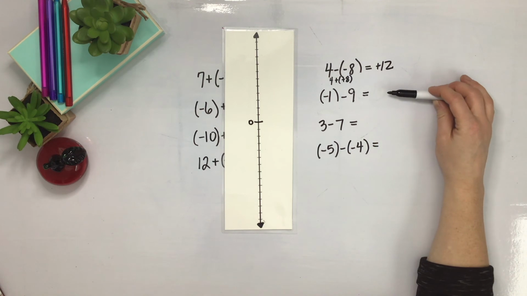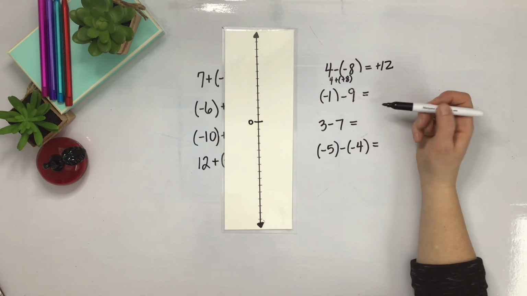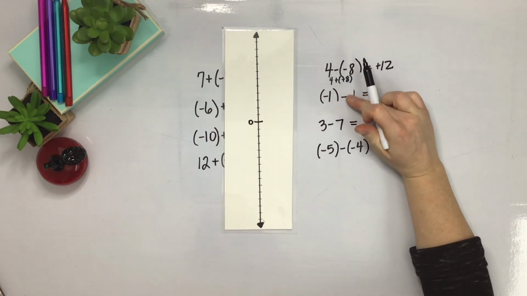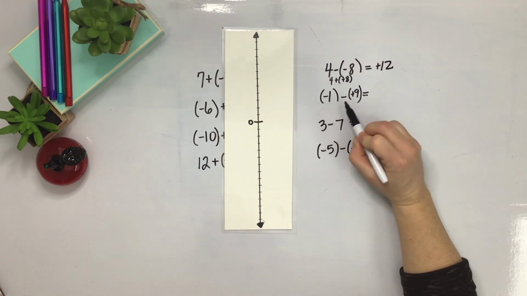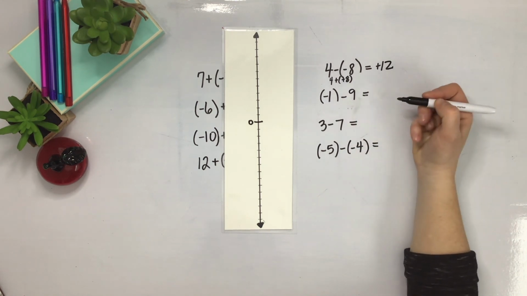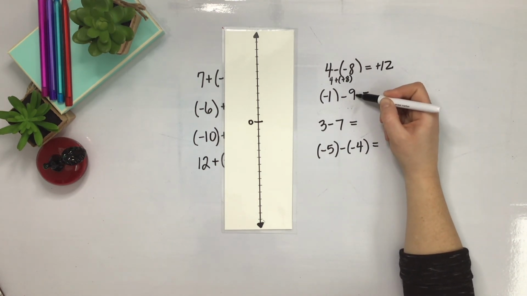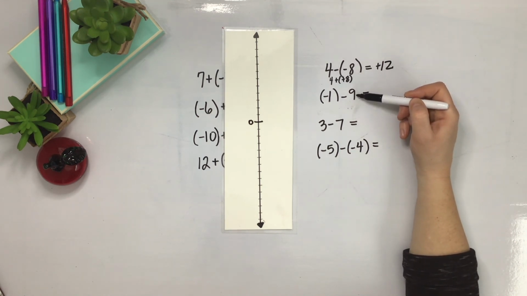Okay, let's look at this question now. I've got -1 minus 9. This 9 is positive, so this could also be rewritten. That is still -1 minus a +9. So it's important to recognize that this 9 is a positive and it's being subtracted. So I'm trying to find the difference between a +9 and a -1.